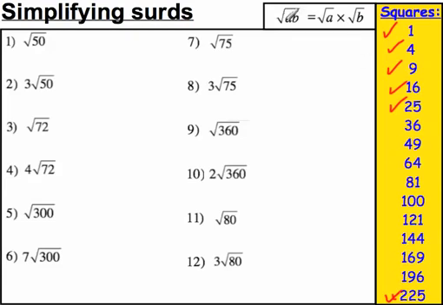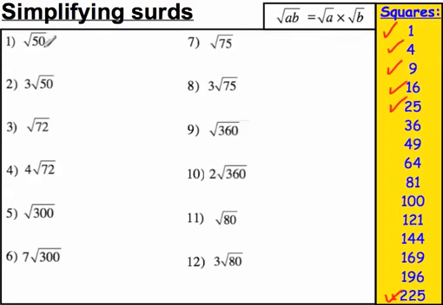Secondly, you should know that when you take the square root of two numbers multiplied together, that's the same thing as the square root of the first number multiplied by the square root of the second. For example, the square root of 3 times 5 is the same thing as the square root of 3 multiplied by the square root of 5. That fact is going to be key to us simplifying some surds. So let's start.